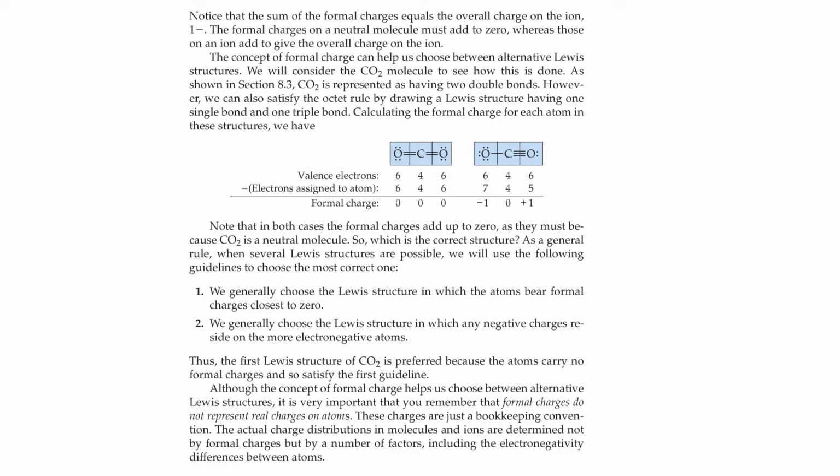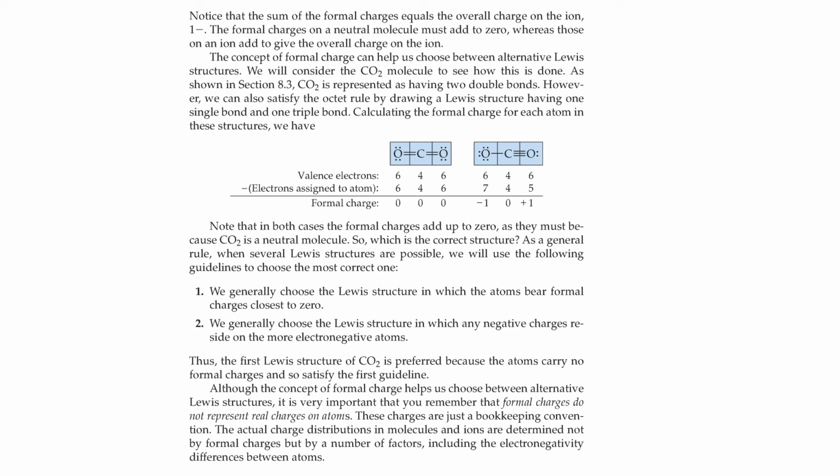As shown in Section 8.3, carbon dioxide is represented as having 2 double bonds. However, we can also satisfy the octet rule by drawing a Lewis structure having 1 single bond and 1 triple bond. Calculating the formal charge on each atom, the triple bond structure would have negative 1, 0, positive 1, and the double bond structure 0, 0, and 0. Note that in both cases the formal charges add up to 0, as they must because carbon dioxide is a neutral molecule. So which is correct?